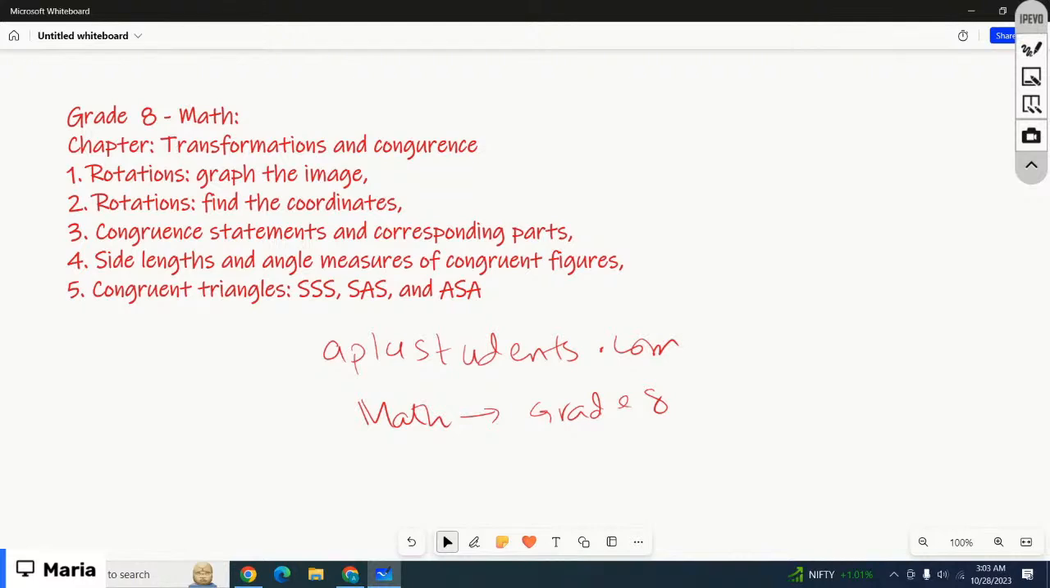Please make sure you have your notebook and pencil so that you can note down the important examples and definitions as well. So let's just start with the lesson.